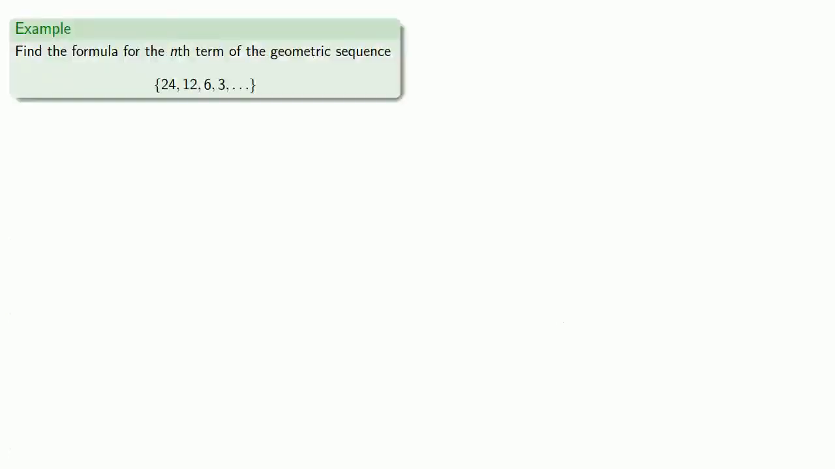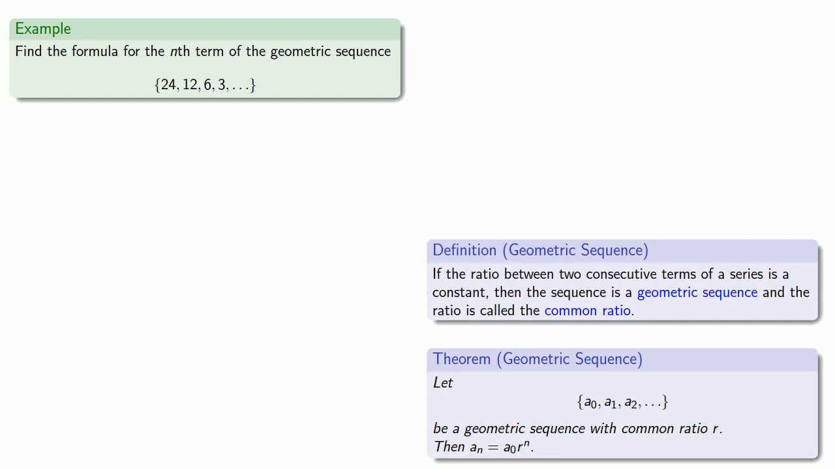So for example, let's say I have a geometric sequence, and the thing that defines a geometric sequence is its initial term and the common ratio. Well, the initial term is just the first term of the sequence, 24. As for the common ratio, if this sequence is in fact geometric, then the ratio between consecutive terms of the sequence should be the same. So let's find that ratio.